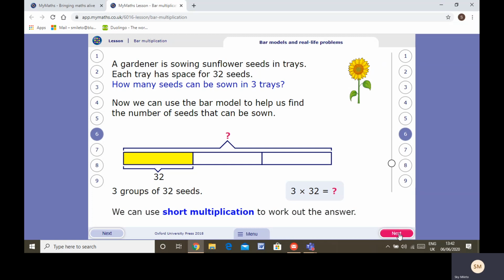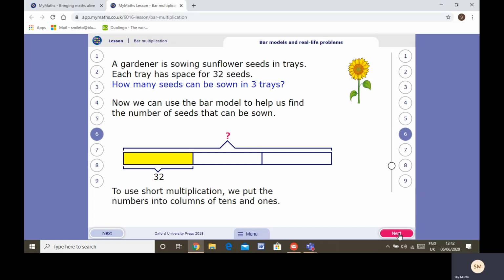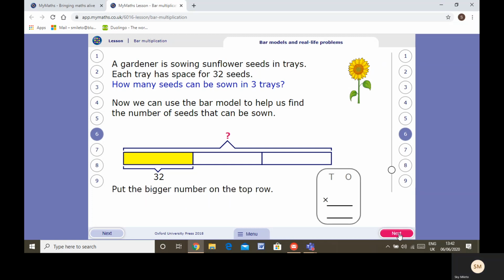3 times 32 is, oh, they're going to show us how to do it. So we do 32 and we do 3. Then we do 3 times 2, which would be 6. 3 times 3, which would be 9. 3 times 32 is 96.